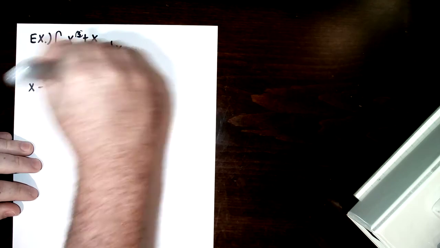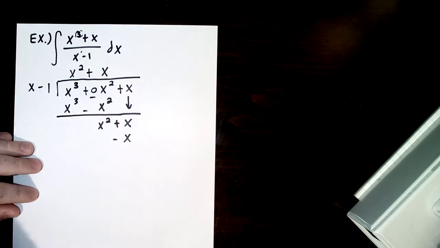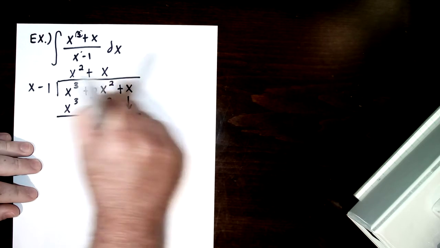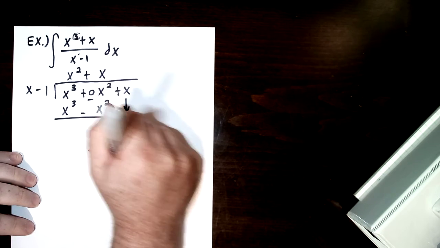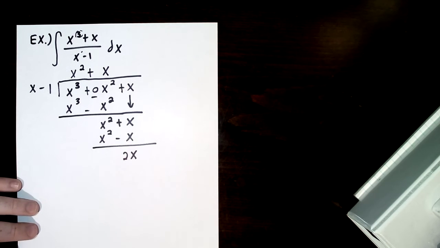And then x minus 1 is negative x. And x times x is x squared. When we subtract, the x squared terms will cancel out, and then it will leave us with 2x. We'll go ahead and perform this division as well.